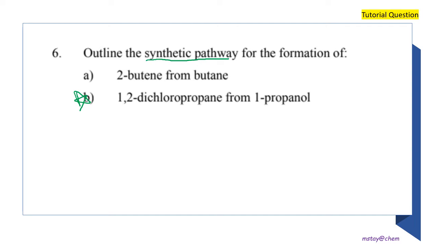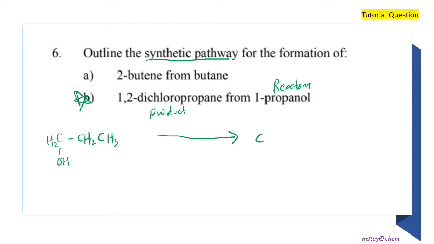The synthetic pathway is how you are going to produce 1,2-dichloropropane from 1-propanol. So the propanol is the reactant and the 1,2-dichloropropane is the product. 1-propanol will be CH3CH2CH2OH, and our purpose is to produce 1,2-dichloropropane, CH2ClCHClCH3.